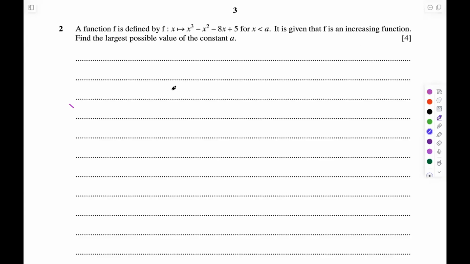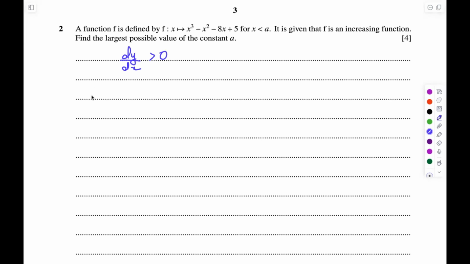In question 2, a function f is defined by f of x equals x cubed minus x squared minus 8x plus 5 for x less than a. It is given that f is an increasing function. We have to find the largest possible value of the constant a. Now, for f to be an increasing function, it means that the dy/dx will be greater than 0.